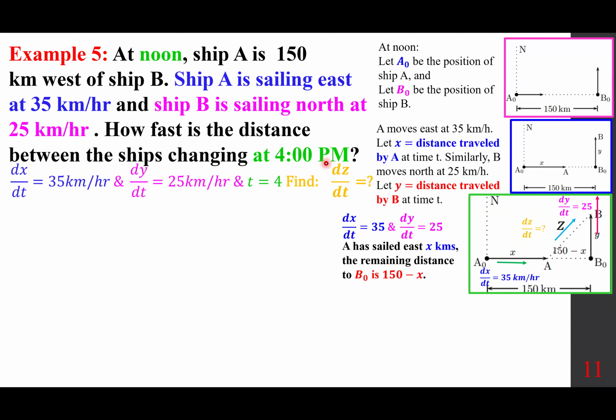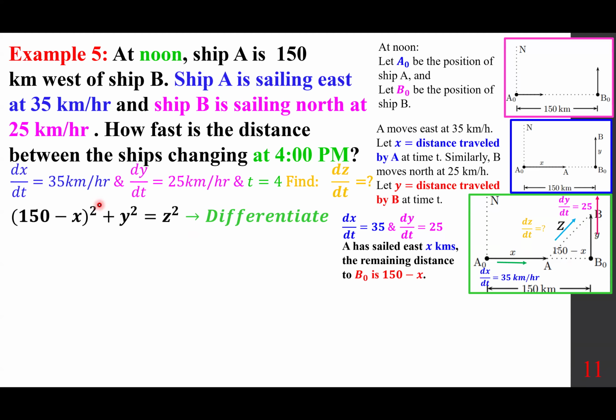dz/dt. And so when we look at the Pythagorean theorem here, a squared plus b squared equals c squared. This is 150 minus x quantity squared, this is y squared, and this is z squared. Understanding how we arrive at this equation has to do with the setup of the setting. So having said that, we are going to differentiate both sides with respect to t.